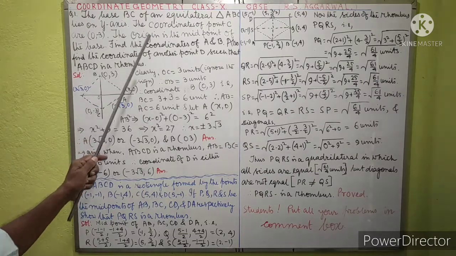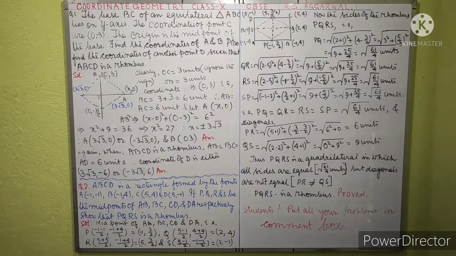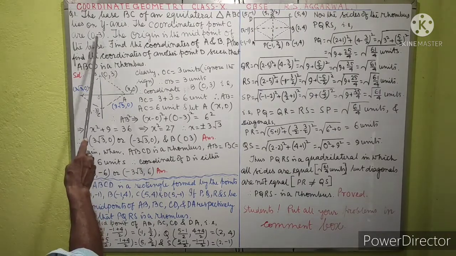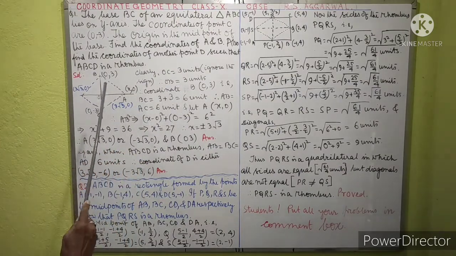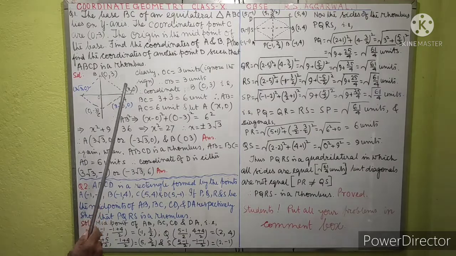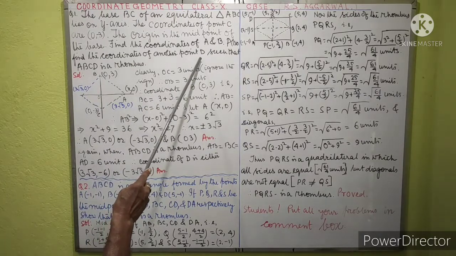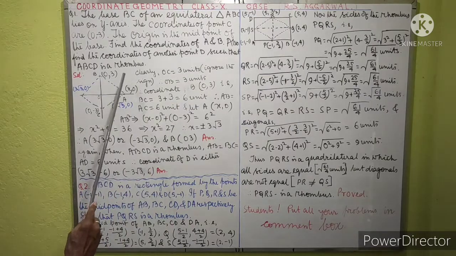The base BC of an equilateral triangle ABC lies on the y-axis. The coordinates of point C are 0, 3. The origin is the midpoint of the base. Find the coordinates of A and B. Also find the coordinates of another point D such that ABCD is a rhombus.